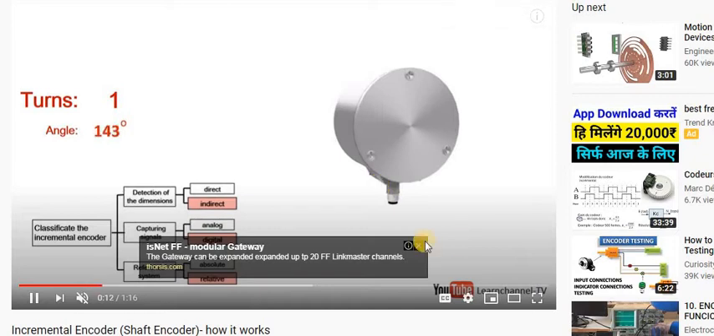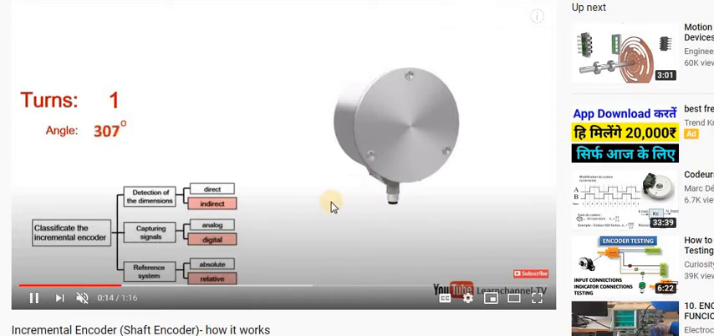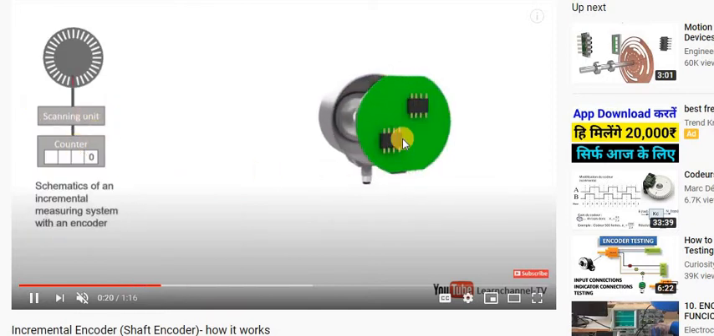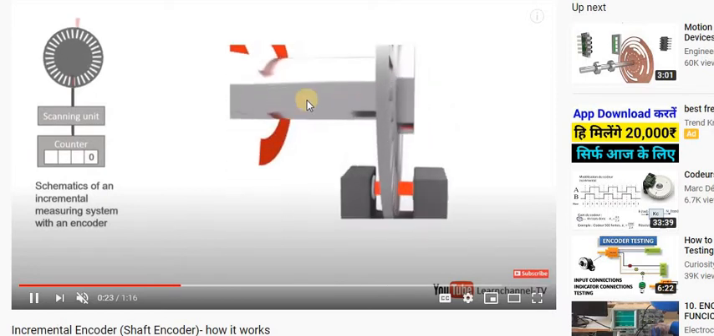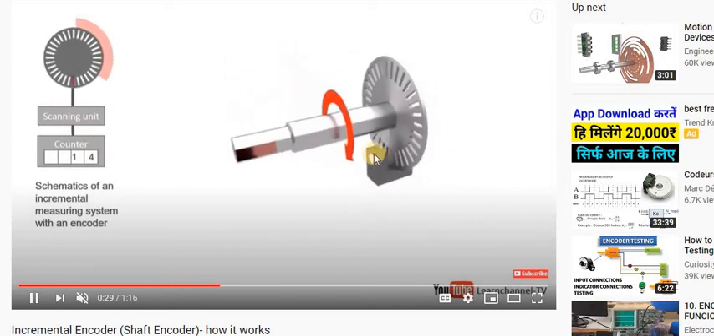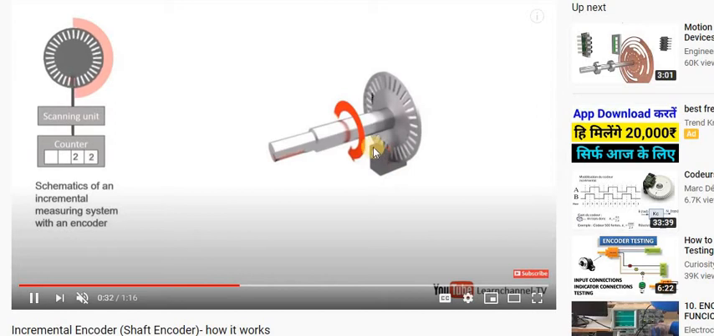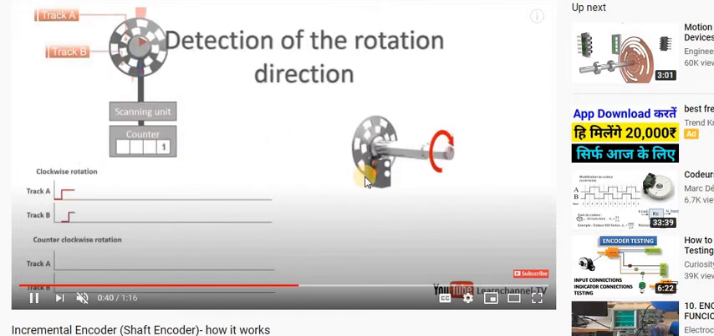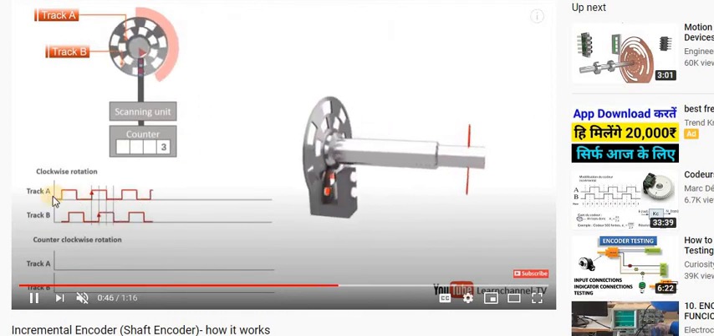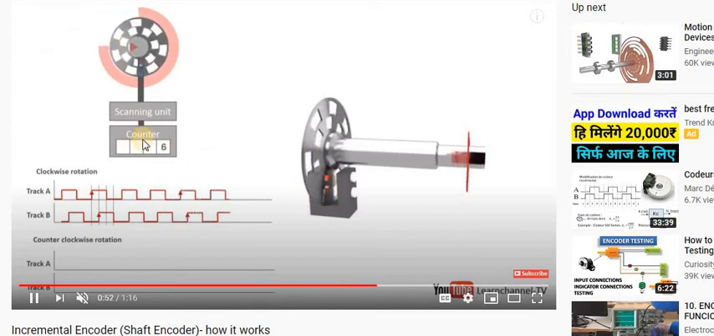So what is inside this particular encoder, we have to see. There is a scanning unit, counter. This is the shaft whose rotation is to be measured. This is a continuous disc, and this is the sensor. This is a sensing unit in front which can sense the signal. This particular signal passes through the disc, and we can generate track A and track B signals over here. And as per this, the counter counts.